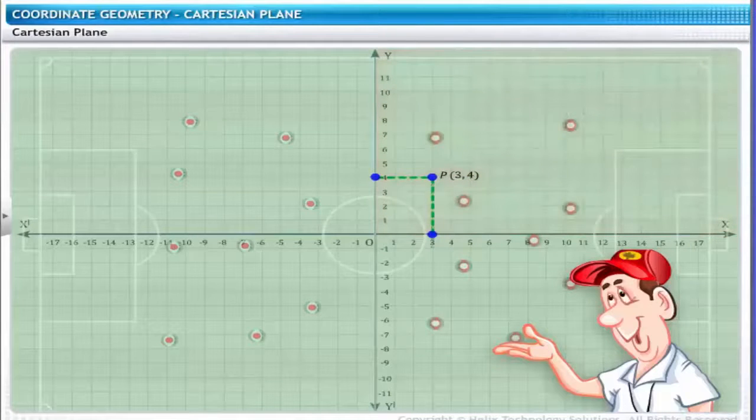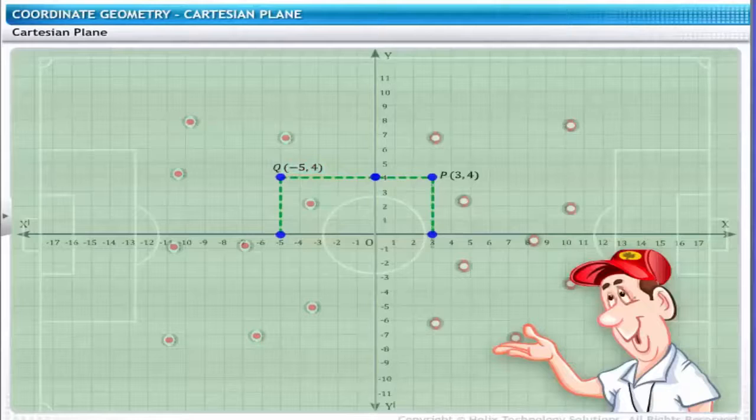You can use this method to determine the coordinates of any point when you're presented with data in graphic form. For example, the coach places another player Q on the field. To determine the position of player Q, draw perpendicular lines from point Q to the X and Y axis. The lines meet the X-axis at -5 and the Y-axis at 4. Therefore, player Q is positioned at (-5, 4).